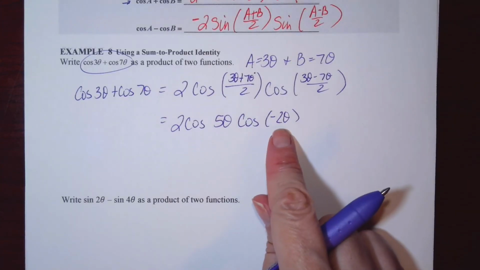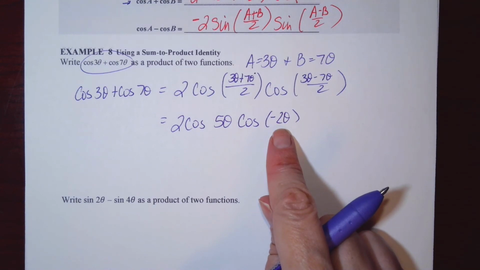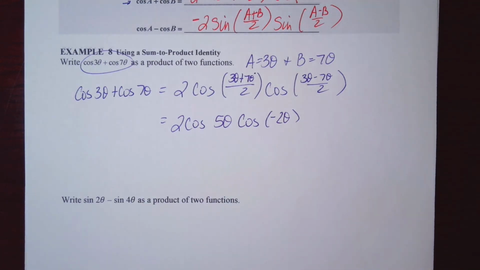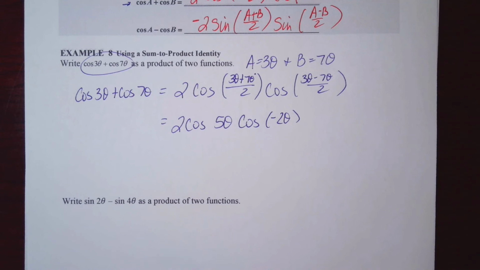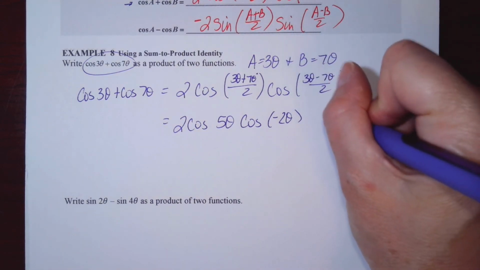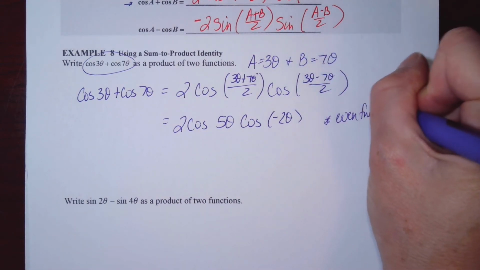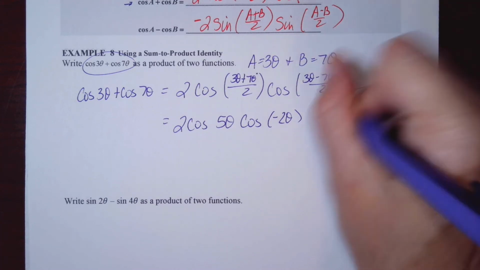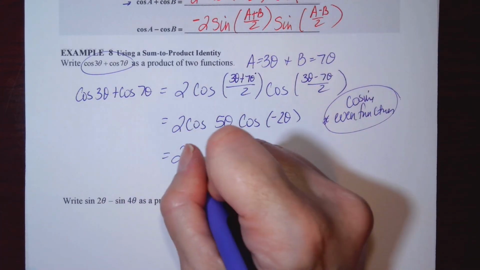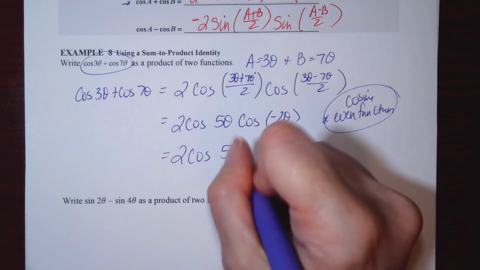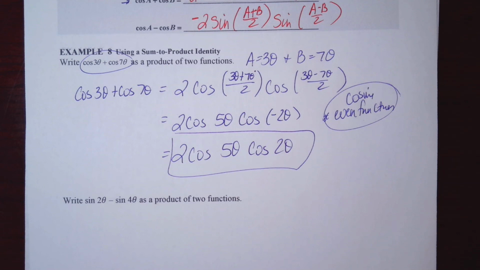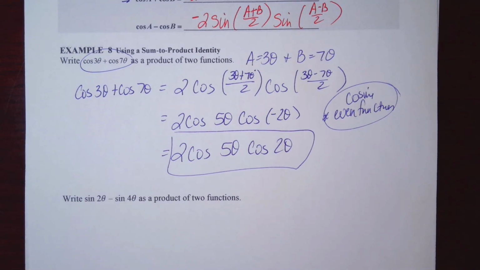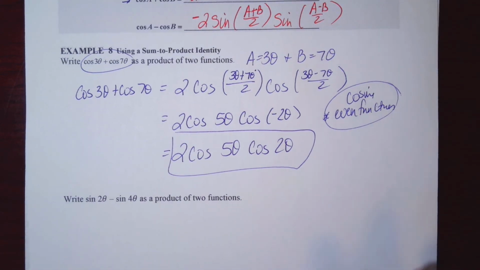Now, I don't ever leave an argument negative. But if I look at even-odd functions, I remind myself that cosine is an even function. So cosine of negative theta is equal to cosine theta. So this is an even function. Cosine is an even function. So I'm going to finish that off by saying, okay, that's the same thing as cosine 5 theta, cosine 2 theta. 2 times cosine 5 theta, cosine 2 theta. I'm just making use of my identities.